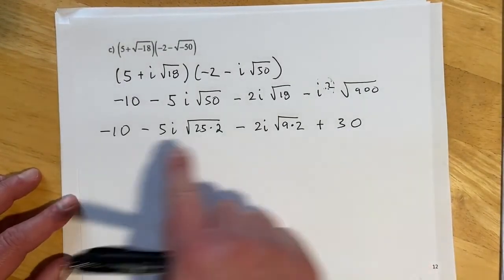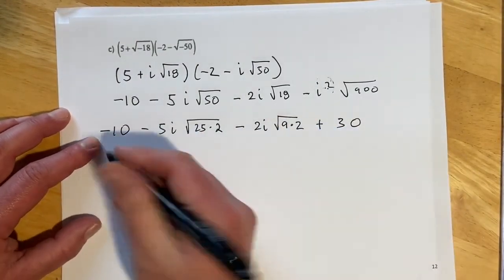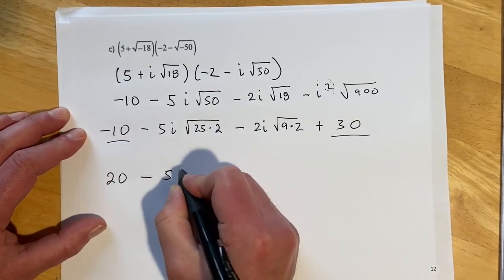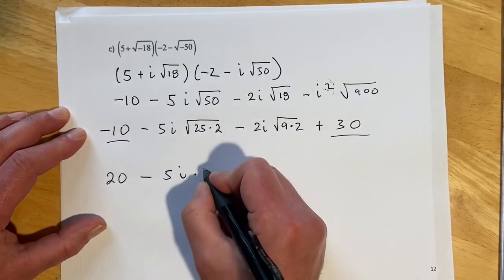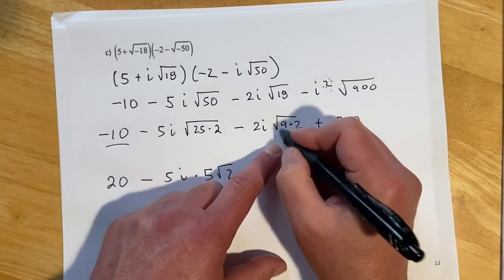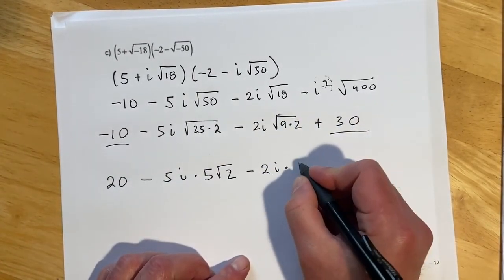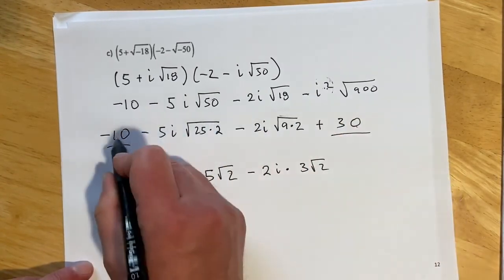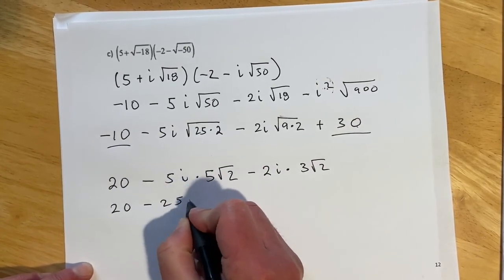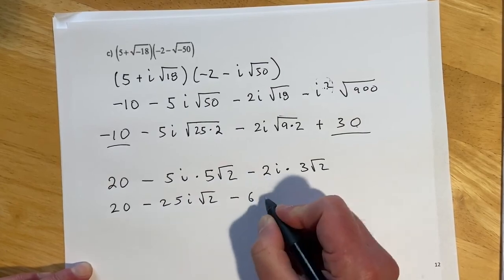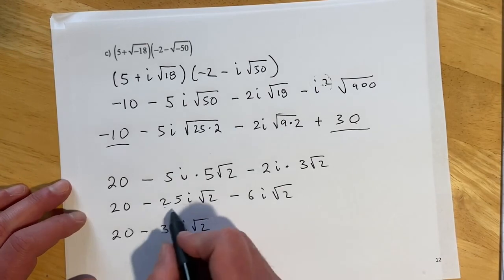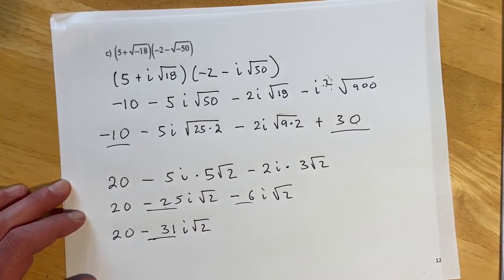And then on the next line, we could do negative 10 and 30, because those are like terms, so that'll be 20, minus 5I, square root 25 would bring out a 5, root 2. Here we'd have minus 2, square root 9 brings out a 3, root 2. Remember that went with this. And now cleaning that up, 5 and 5 are 25I root 2, and minus 6I root 2. Okay, and then combining like terms, I'm just going 25 minus 6 for 31... I mean minus 25 minus 6 for minus 31.